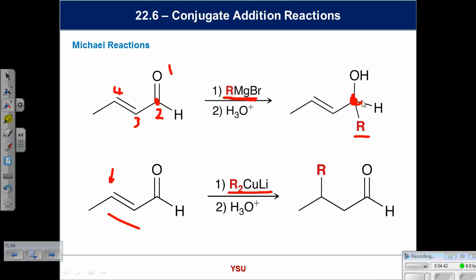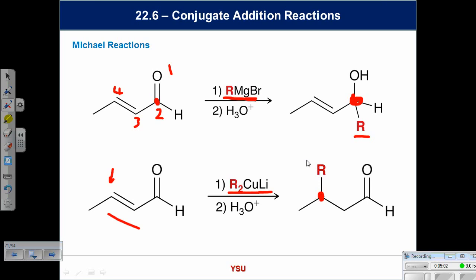If you want to make a molecule that's branched at the 2 carbon, add a Grignard. If you want to make a molecule that's branched down here at the beta carbon, add an organocuprate. And we can make an organocuprate simply by taking RLi and adding some copper iodide. We can do that quite easily, and that gives us this reagent which adds in the opposite sense.